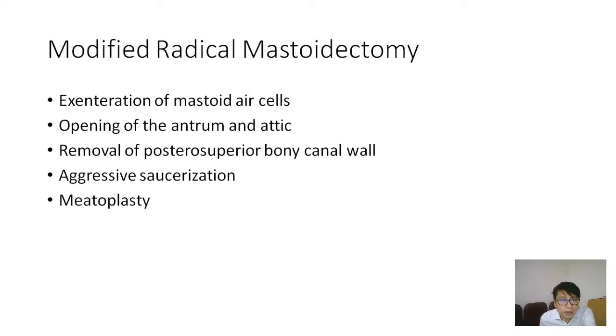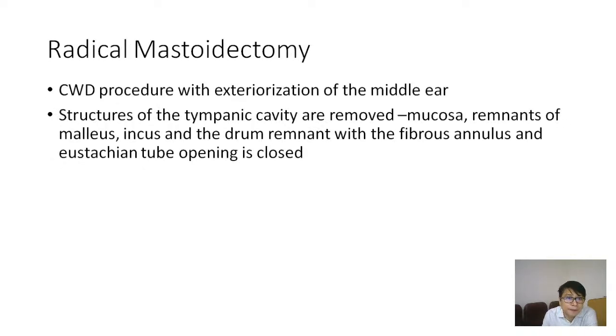So as I said, modified radical mastoidectomy involves exenteration of the mastoid air cells, opening of the antrum and attic, removal of the posterior superior canal wall, and exteriorization. And once we have made this big cavity, we need to have a good meatoplasty so that whatever debris is collected in that cavity is drained properly.